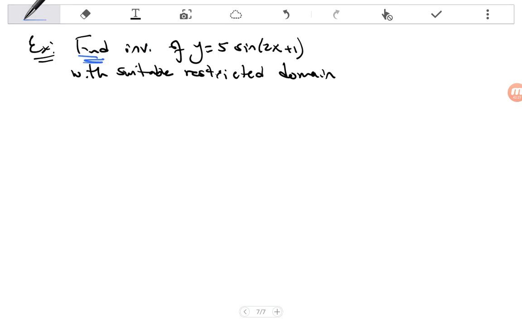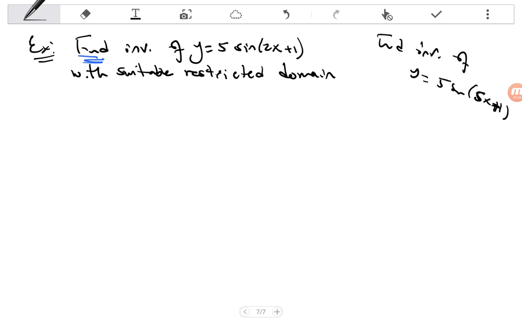Now he is requiring me to find the inverse of a given function, y equals 5 sine 2x plus 1, with a suitable restricted domain. If I give you the problem like this, find the inverse of y equals 5 sine 5x plus 1, what would be the answer immediately?